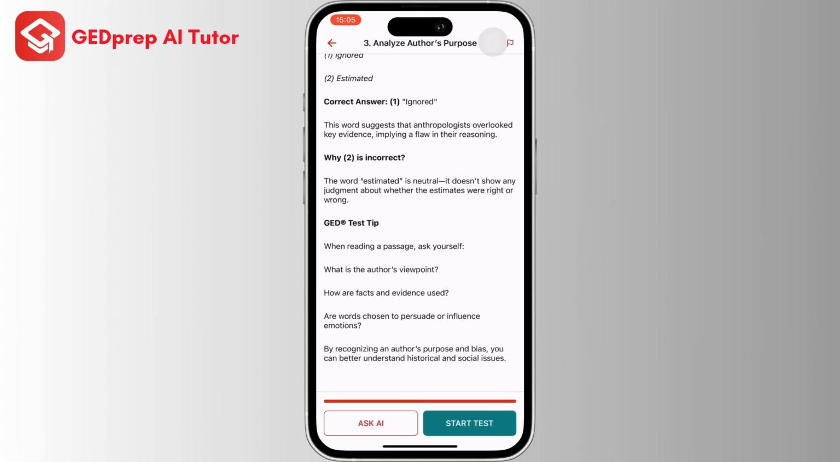GED test tip: when reading, always pause and ask yourself, what is the author's viewpoint? How are facts and evidence being used? Are certain words meant to persuade or influence emotions? By paying attention to these clues, you'll be able to identify author's purpose, recognize bias, and better understand the historical or social issues being discussed.